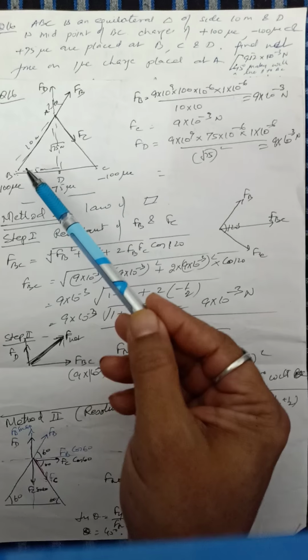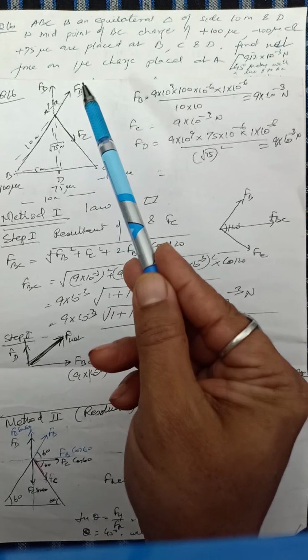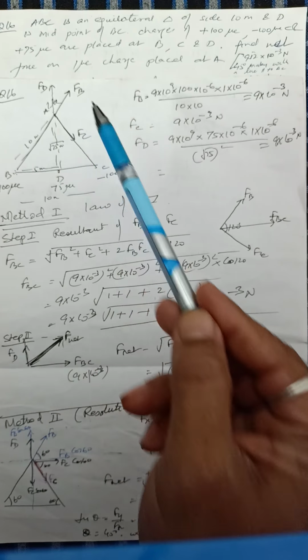The first force will be applied by B. B will repel A, that is FB. C will attract A towards itself because A is positive and C is minus 100, negative, and D will repel it in the upward direction. There are 3 forces. We have to calculate the values of the 3.